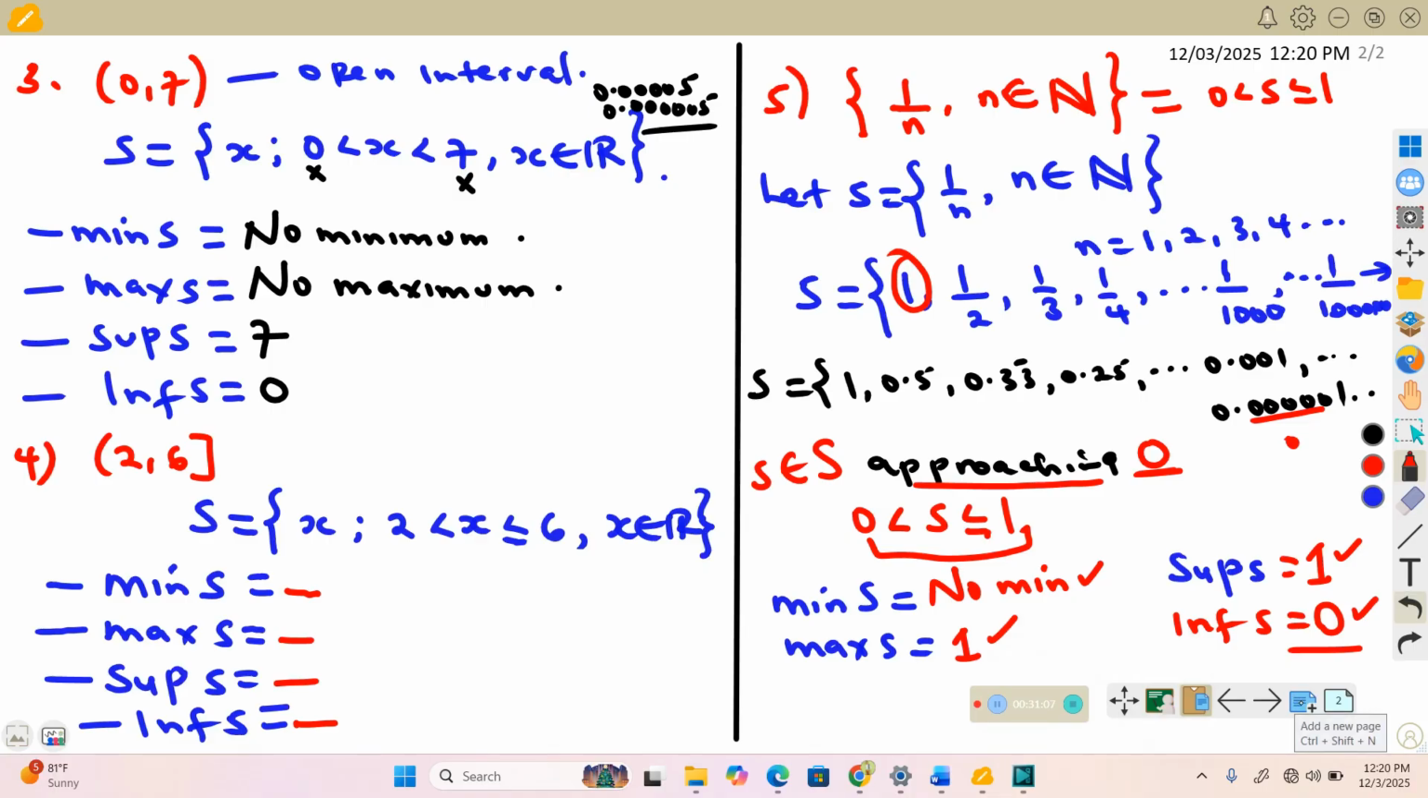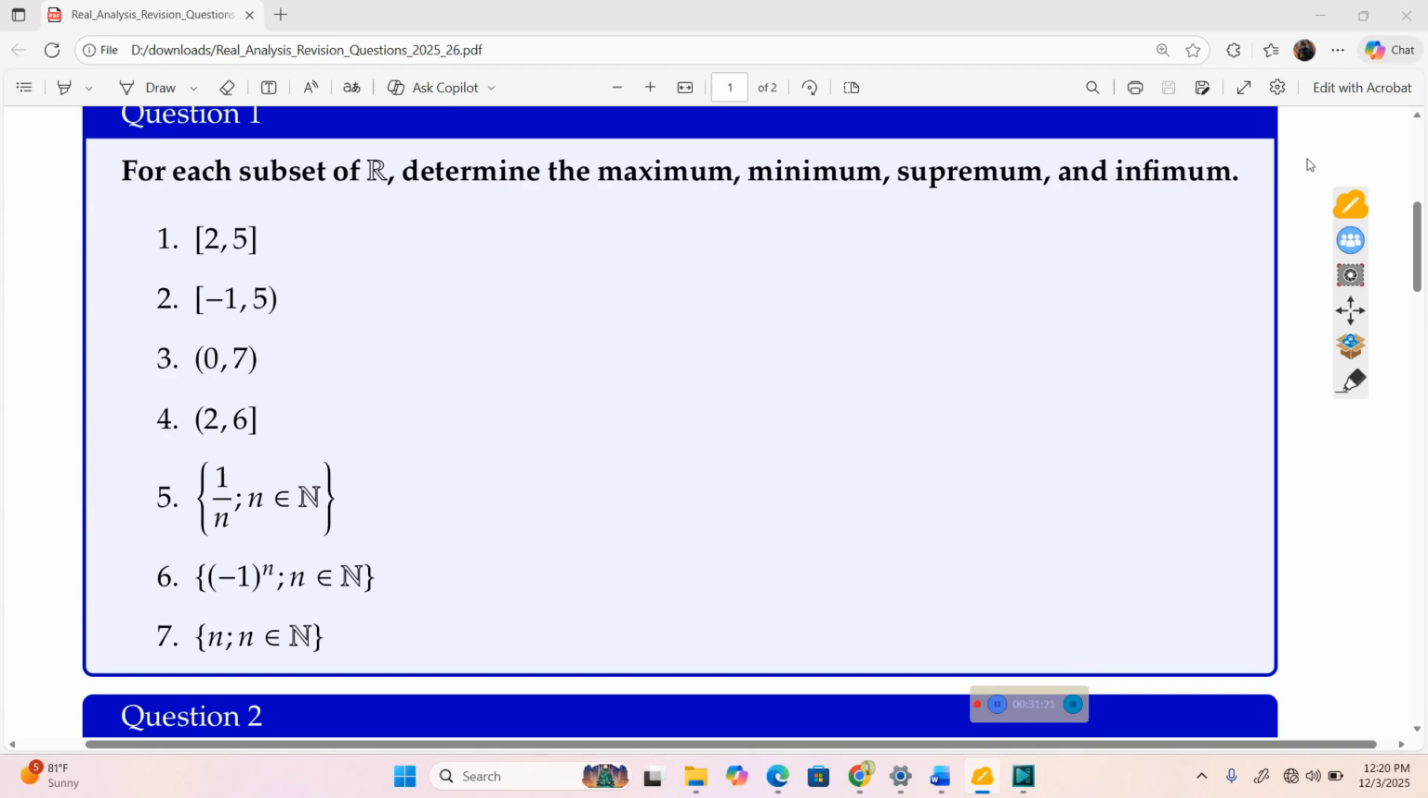If that is the case, we shall look at the next one, which is part 6. So in part 6, we have a set consisting of (-1)^n, where n is an element of the set of natural numbers. As we said, it is very important to first list the elements of this given set. So we are taking our n as 1, 2, 3, 4, and so on.